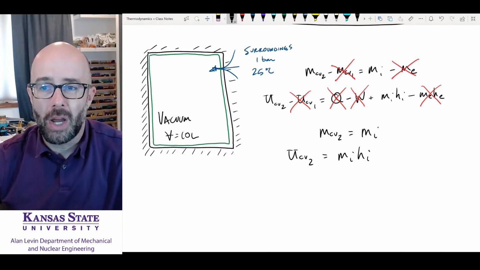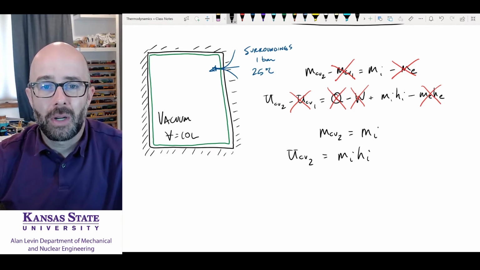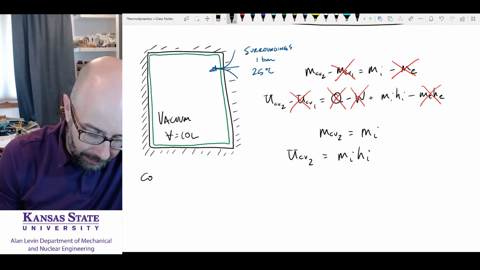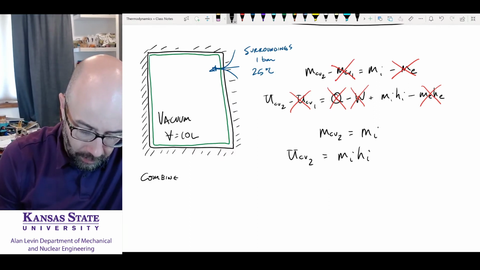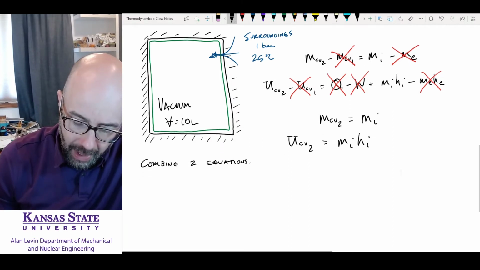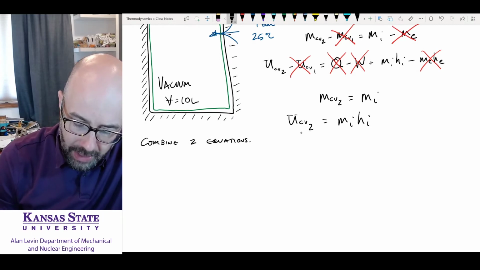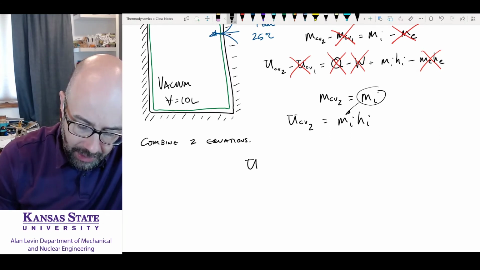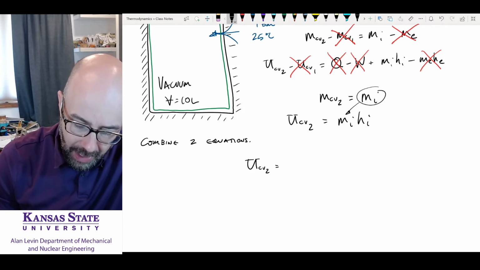That is the next step we do. First, we integrate our equations. Second step is that we simplify our equations with all our assumptions or knowns. The third thing we do is we're going to take these 2 equations and combine these 2 equations. So now we're going to combine. Okay, and so let's look at this. This equation, how do we combine it? Well, I can just replace this in here and say that the internal energy of the control volume at state 2 is equal to mass of the control volume at state 2 times enthalpy in.